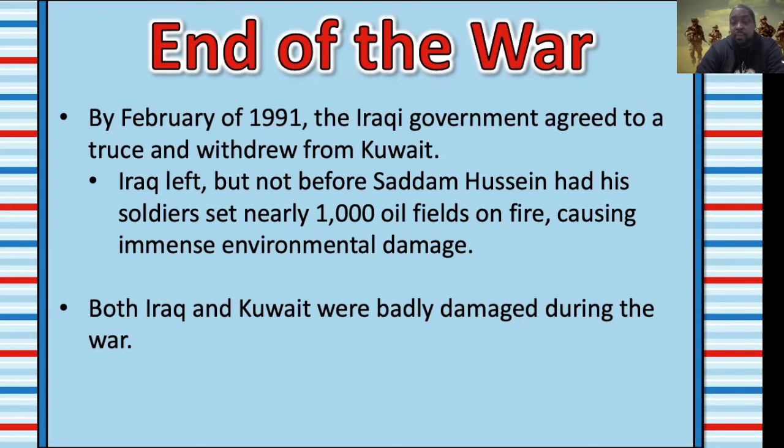Coalition peace terms were agreed to by Iraq, but every effort was made by the Iraqis to frustrate implementation of the terms, particularly the UN weapons inspection.